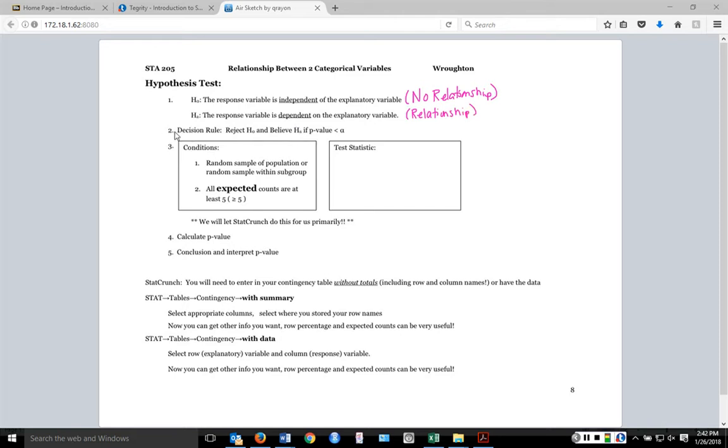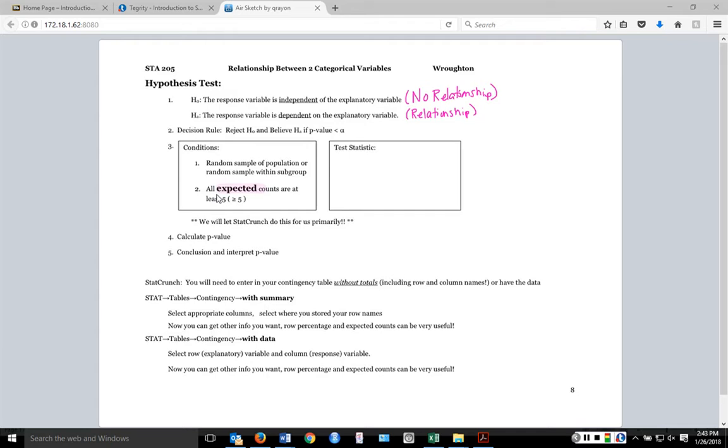Our second step is the same as it was before, our decision rule. We will still reject the null hypothesis and believe the alternative hypothesis when our p-value is less than that alpha, that significance level, and this will generally be a number that's given to us in the problem. Our step 3 has conditions in it when we're asked to check them. So the first thing I need to do is check to see if I have a random sample of the population or a random sample of my subgroups, or sort of the stratified sampling here. And then all of my expected counts have to be at least 5. So we will be checking those expected counts.